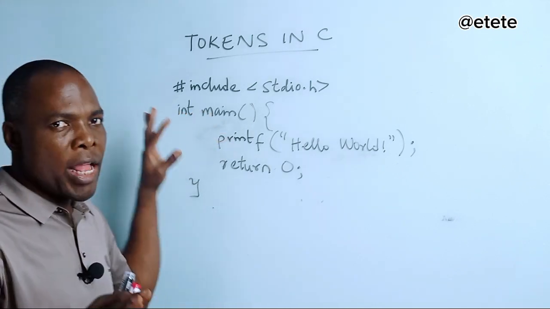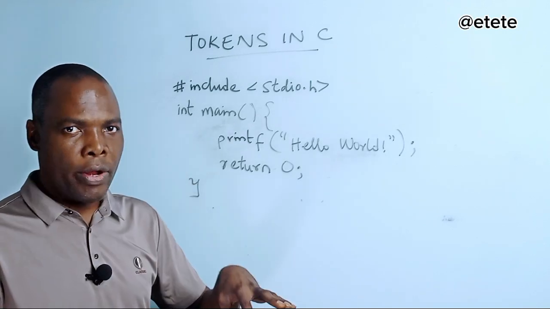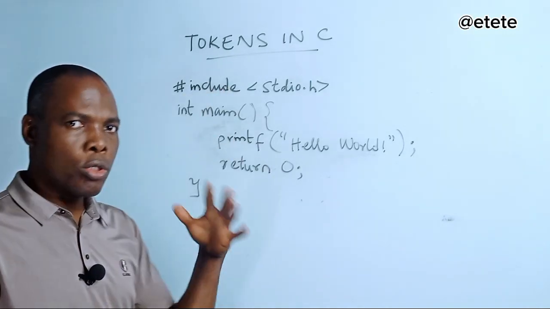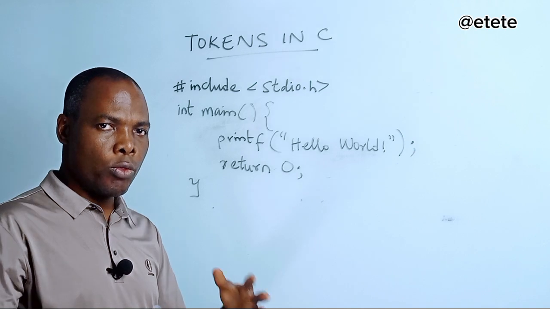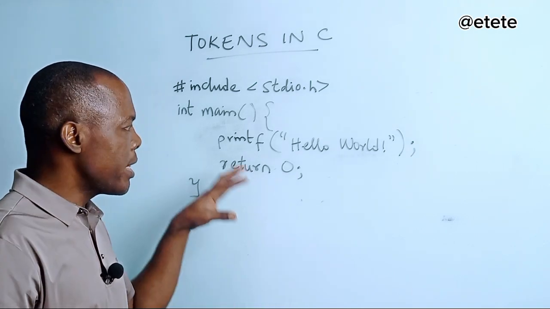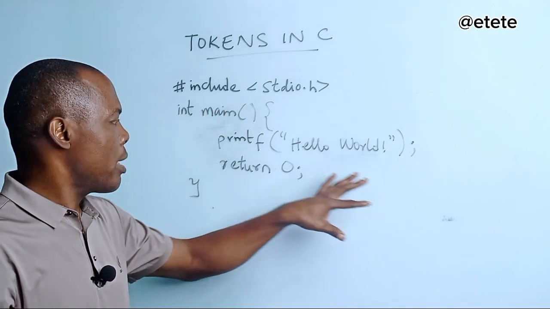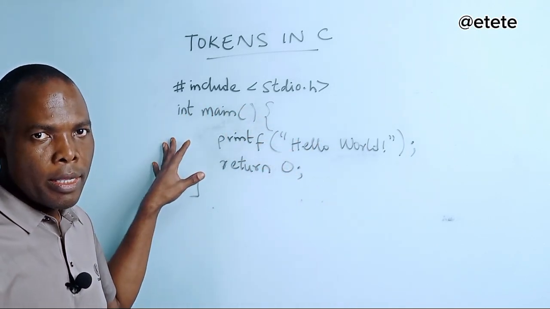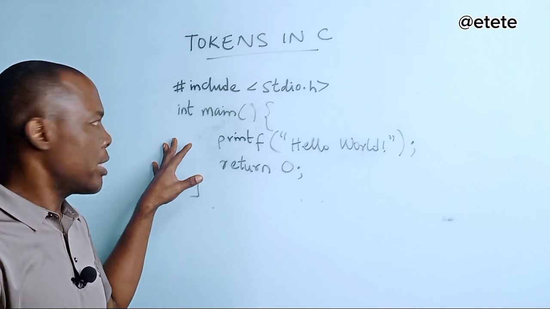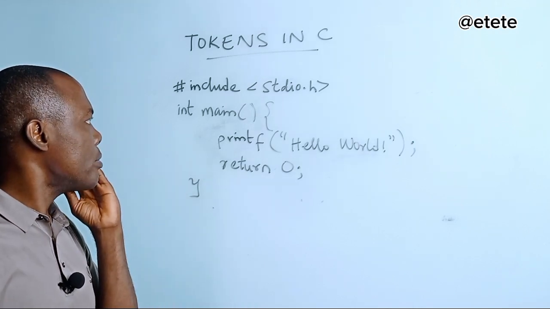What the compiler will do when it sees this source code is break it into tokens, which is what? The smallest building block of your program. Then it begins to check if you've arranged these tokens properly. Else, it will show you what? A syntax error. So if you look at this, how many tokens do you think we have here?